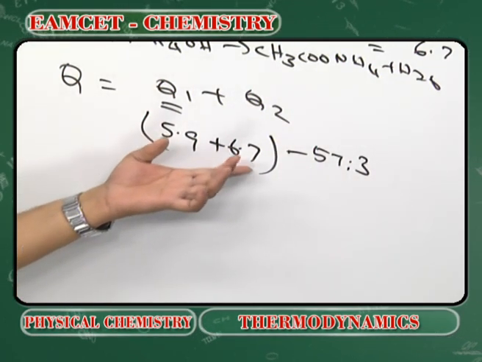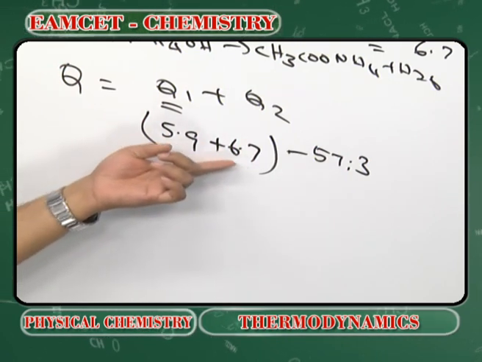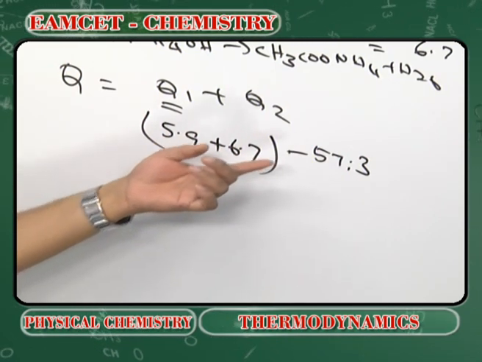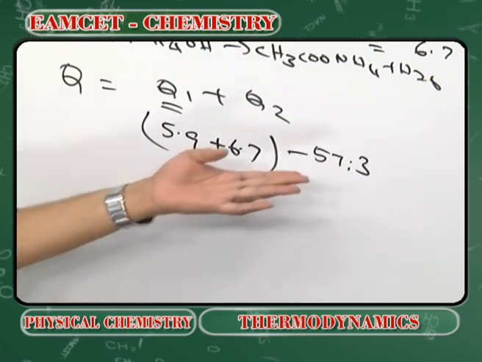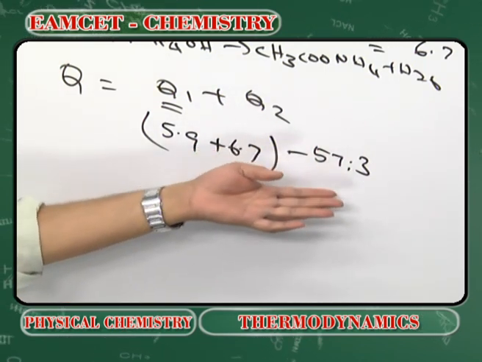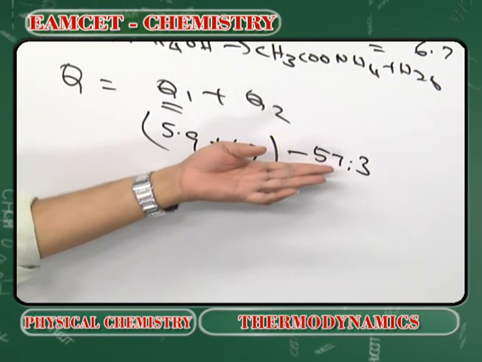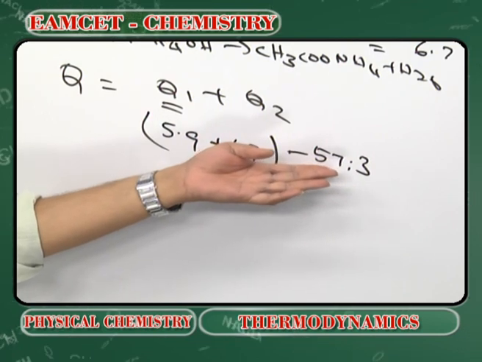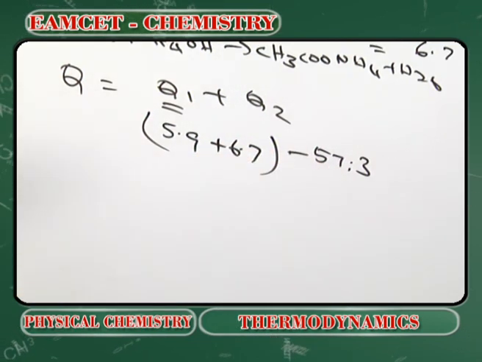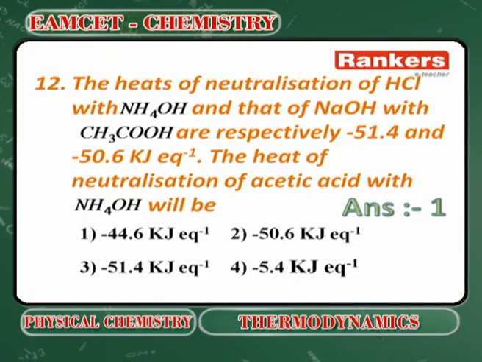57.3. What is the value? 6 plus 6.6, 12.6. When 12.6 is eliminated, subtracted, we get 44.6. The value is minus 44.6 kilojoules.